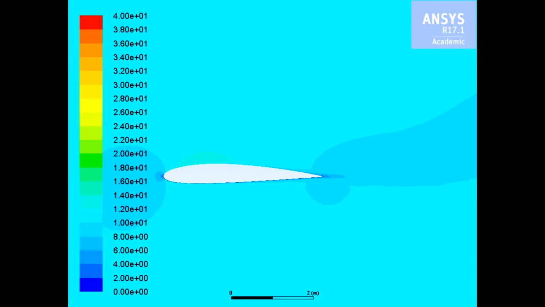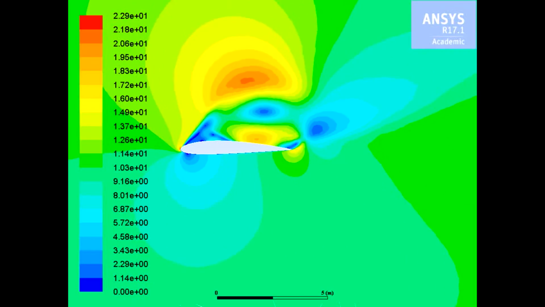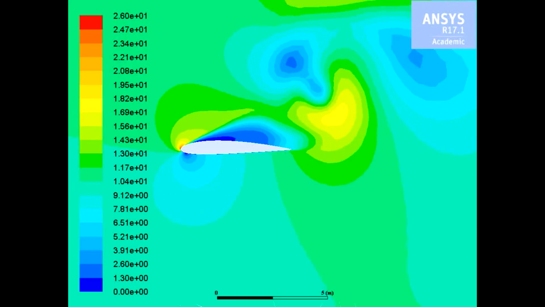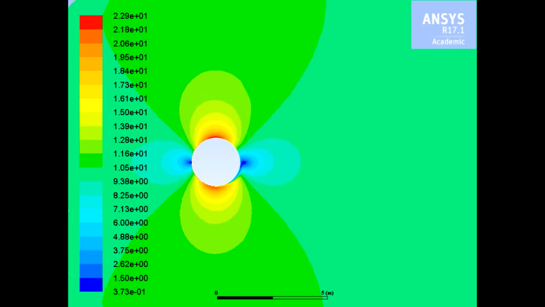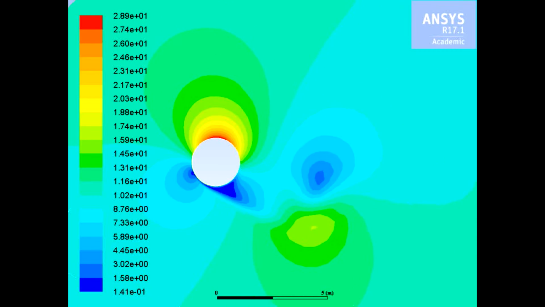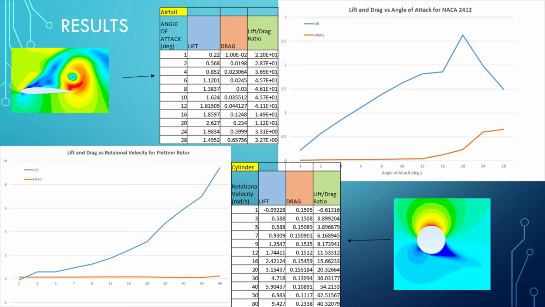Here is the velocity magnitude for the airfoil at 1 degree angle of attack. And this is at 24 degrees of angle of attack where it stalled. Here is the cylinder at 1 radian per second. And here is the same cylinder at 50 radians per second. Here are the results from hours and hours of iterations.